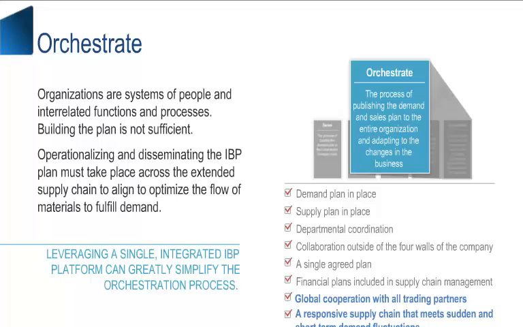And we've already gone through the scenarios. We know they can do it. They've gotten the okay for the extra shift. Procurement knows we need extra raw materials. We're good to go. We've got global cooperation from all of our trading partners, our customers, and the people all around the world. And now what we have is a responsive supply chain that meets sudden and short-term demand fluctuation.